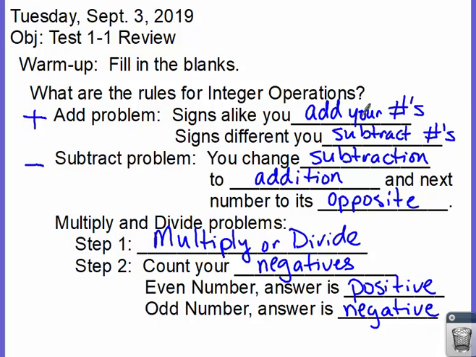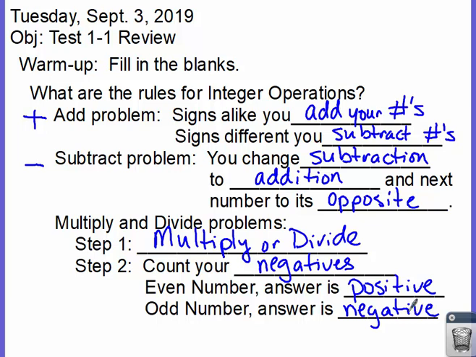Okay, so for multiply divide, there were only 2 steps. Step number 1 was multiply or divide, just like you always have. And then step number 2, we're going to count our negative signs. If we have an even number of negative signs, in other words, we've got 2 of them or 4 of them or 6 of them, they pair up and they make a positive. Okay? If we have an odd number, you have 1 of them, you have 3 of them, you have 5 of them, okay? There's always going to be one left out in the cold. And that one left out, the one that doesn't have a partner, is going to make the entire answer negative. Okay, so those are our integer rules.